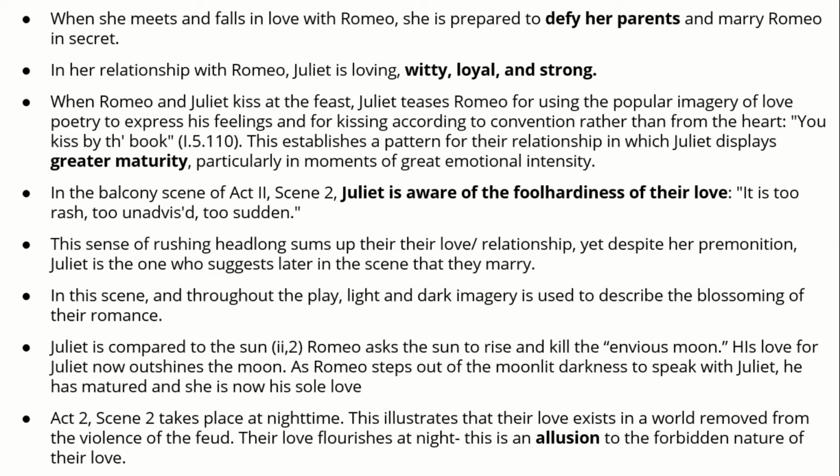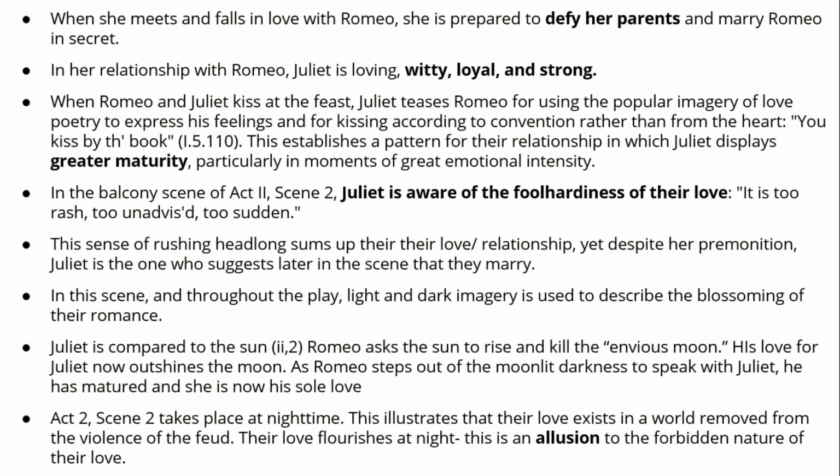So in the balcony scene of Act 2, Scene 2, Juliet is aware that their love is dangerous, really. She's aware of the foolhardiness of the love. She says it is too rash, too unadvised, too sudden. So again, we see intelligence here. She's aware of the dangers of their relationship. But again, it's part of her haste. Her devotion is so complete to Romeo that she ploughs on anyway. This sense of rushing headlong sums up their love and relationship. Yet, despite her premonition that it's dangerous, she is the one that suggests that they marry.